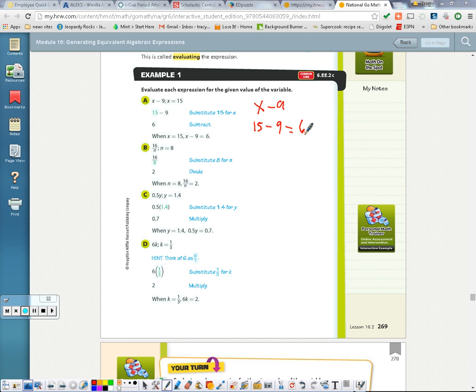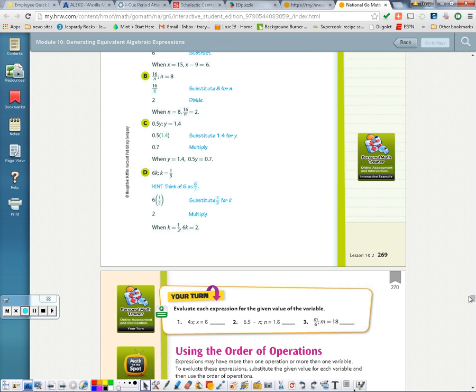So let's try the next one. 16 over n when n equals 8. We know that n equals 8, so that's going to become 16 over 8. What's 16 divided by 8? 2, exactly. What if n was equal to 4? If n was equal to 4, then it'd be 16 over 4. And what's 16 divided by 4? 4, exactly. It's not so bad. So then we move on to the next one. We get into decimals, but it's not that big of a deal.